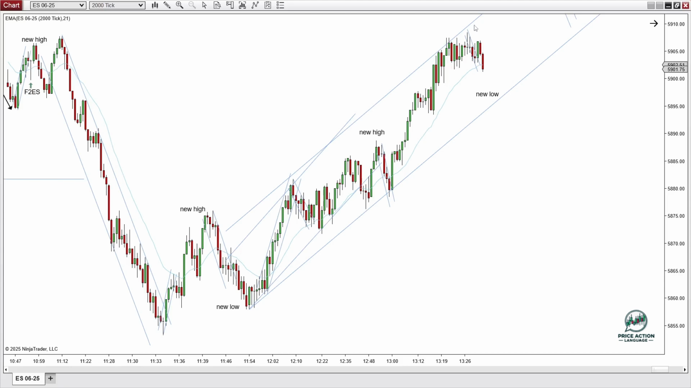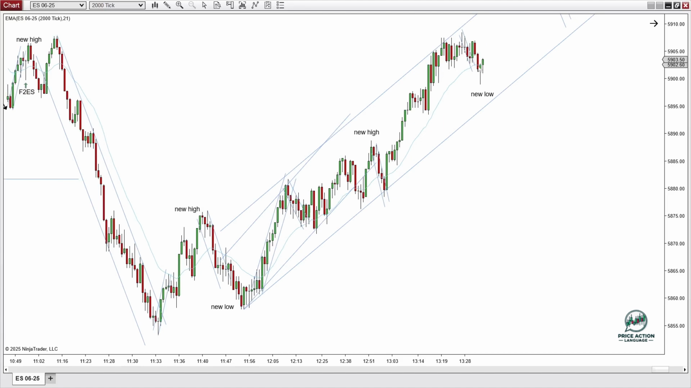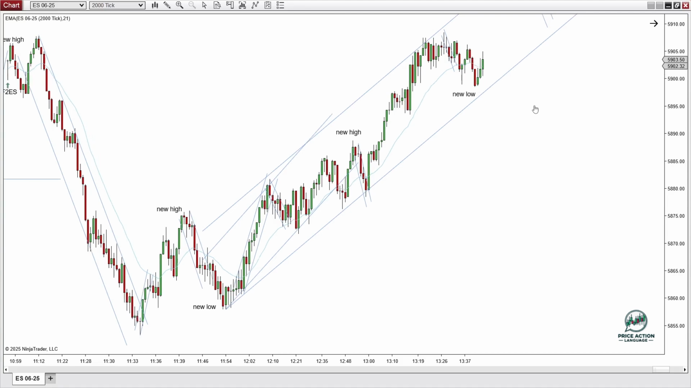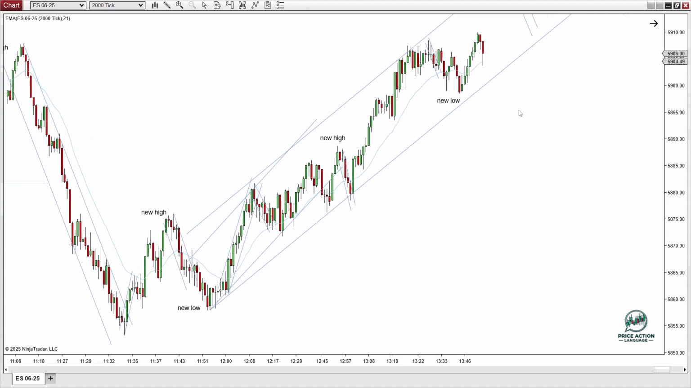You get a first entry long, pullback, second entry long here, but we're way too far from the EMA. And I was thinking about some double trap here, but the problem is it's formed below the EMA. Can we get some higher low here? I was thinking we were going to get the higher low here, but unfortunately it didn't, and it pushed lower. So now I'm thinking about some failed second entry short, but you can see we just continue pushing higher.